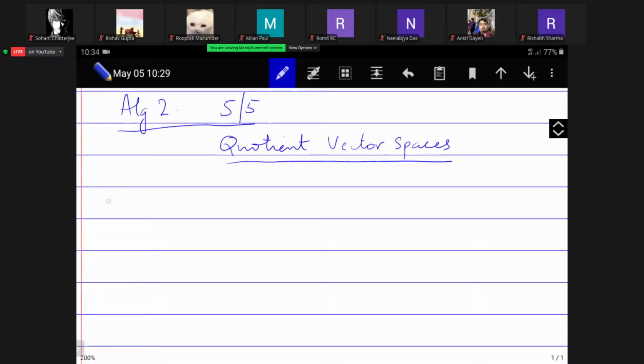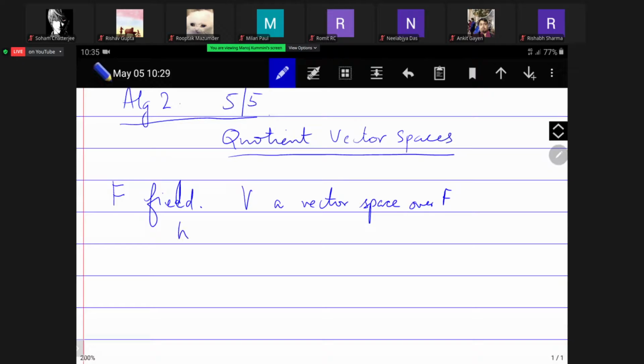So F is some field. For the purpose of this, you can just think of it as Q or R or C. But any other field is also okay. And V is a vector space over F. And W is a subspace of V.